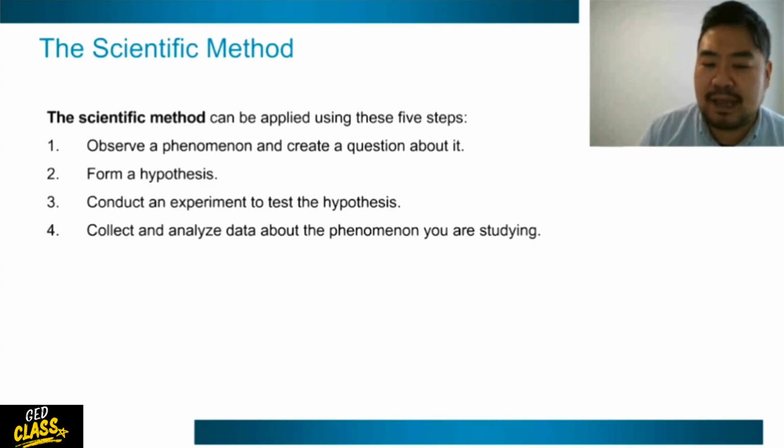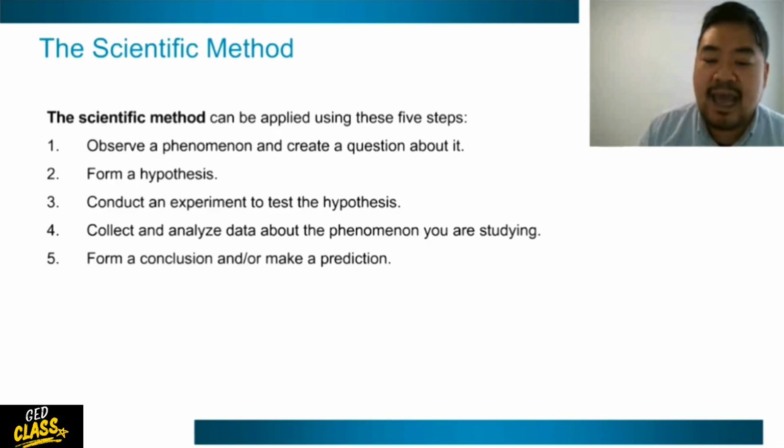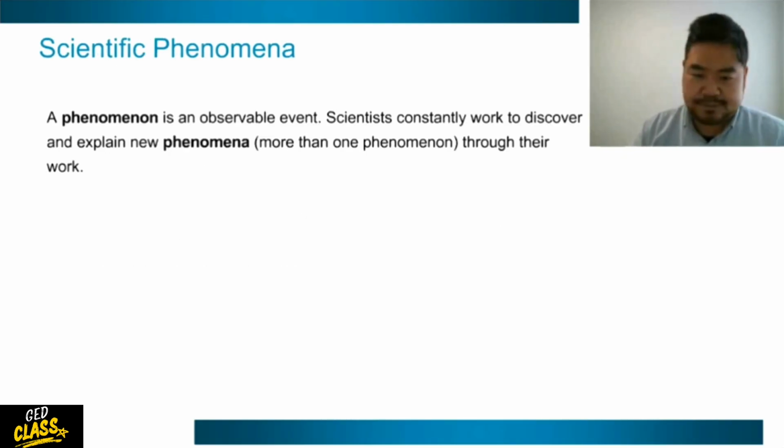Thirdly, after you form that hypothesis, you're going to want to conduct the experiment to test the hypothesis and collect and analyze data about that phenomenon you're studying. And lastly, form a conclusion or make a prediction about it. Okay, so basically, once you've collected the data, you can say, oh, this is the conclusion we can make. This is the prediction we can make about this scientific topic.